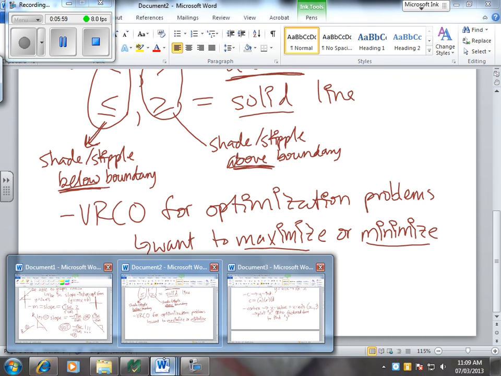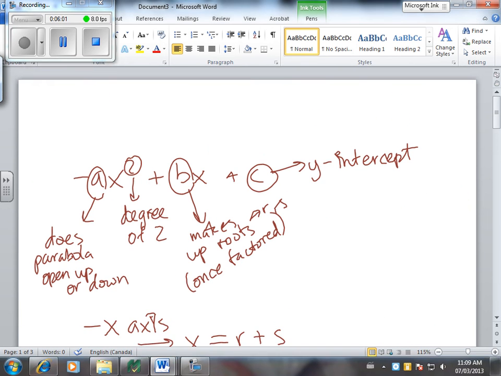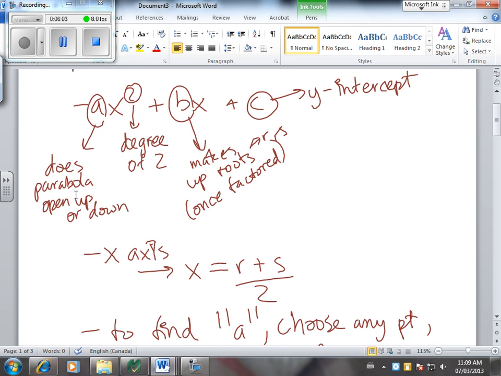And then lastly, when we're working with Chapter 7, which was the quadratics, here's my standard form of a quadratic: ax squared plus bx plus c. A tells me, does my parabola open up or down? If A is greater than 0, I'm up, I'm positive. If A is less than 0, I'm down. And you want this degree of 2. If it doesn't have a degree of 2, it is not a quadratic.